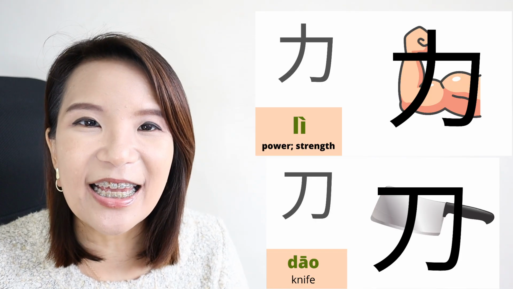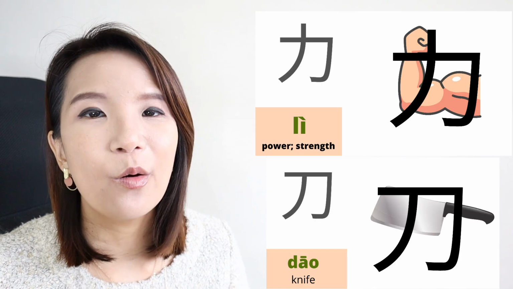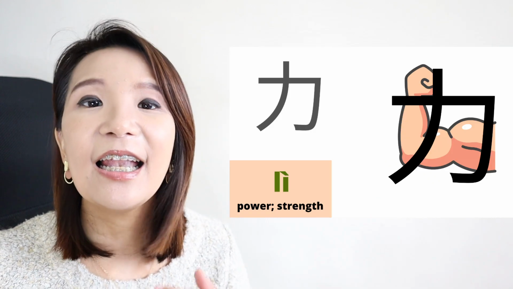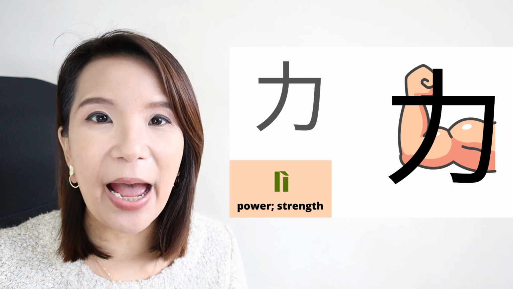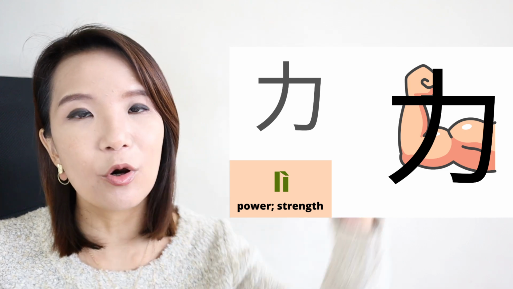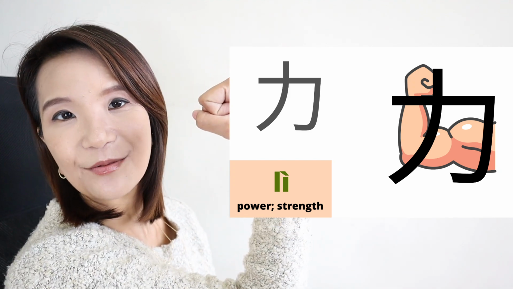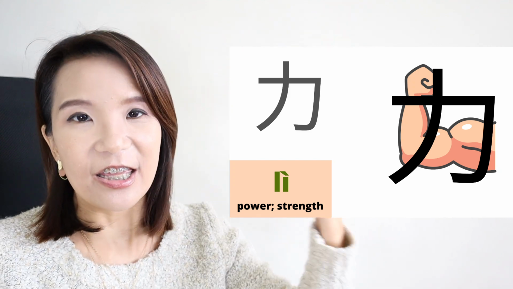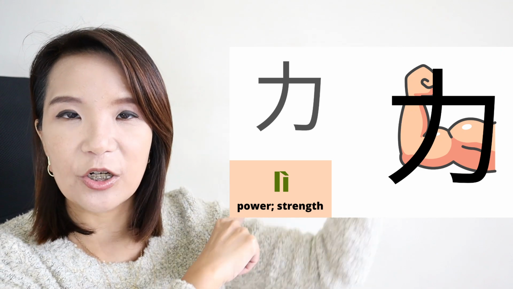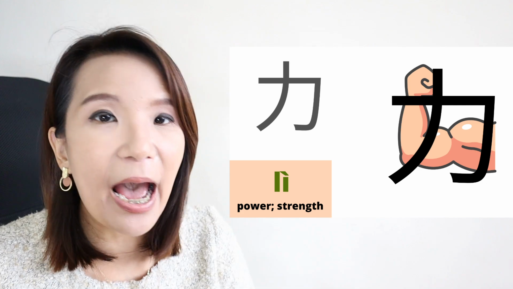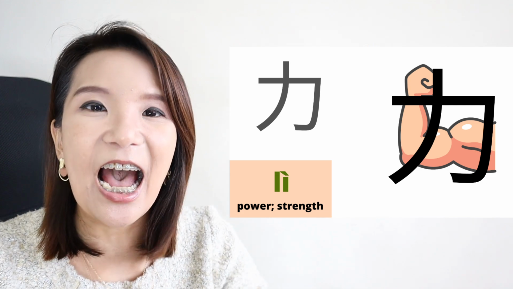The next pair is Li and Dao. Some students told me that they look very similar. Li means strength or power. So there is one more stroke up here. I don't know if I am doing this in the right direction. Just imagine a person showing his muscle like this. Power, strength. And this is how Li is written.